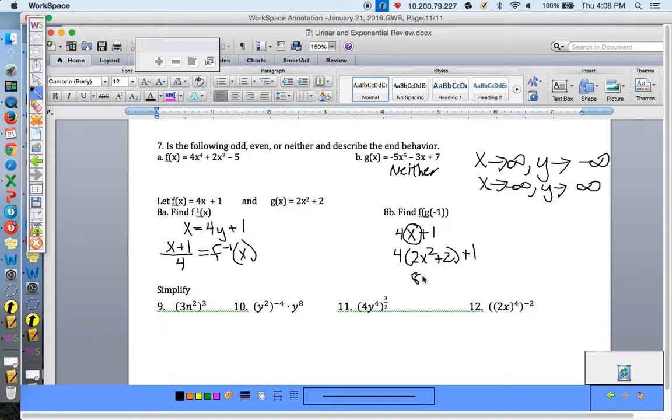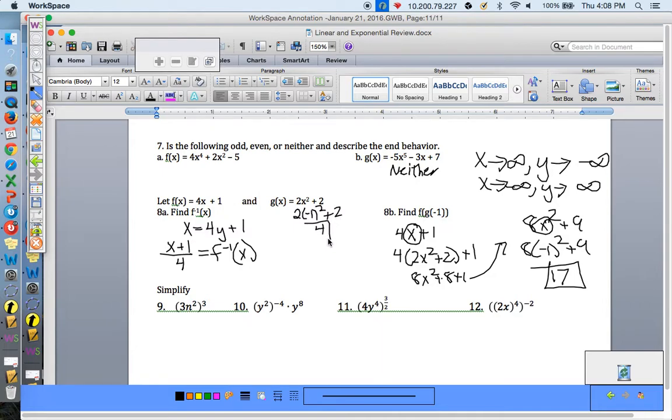So let's see, we have 8x squared plus 8 plus 1. So that's 8x squared plus 9. And then we replace that x with negative 1. So 8 plus 9, we end up with 17. And some of you might do it the other way too, where you plug it into g first. So 2 times negative 1 squared plus 2. Well, that's 4. And then you plug that into your f.